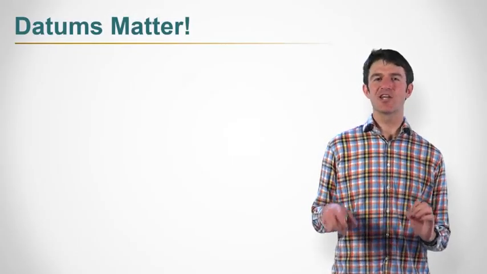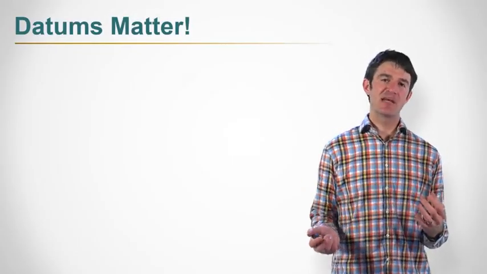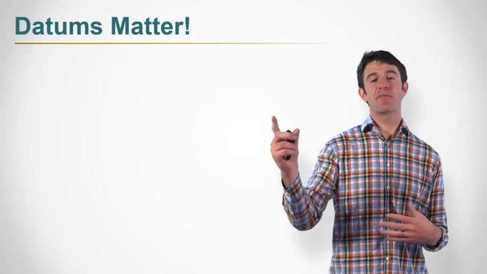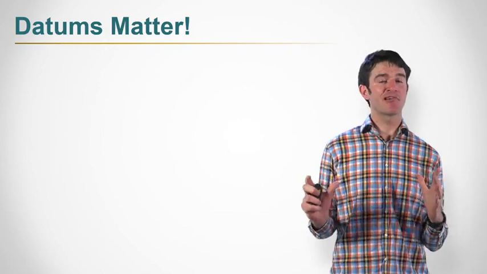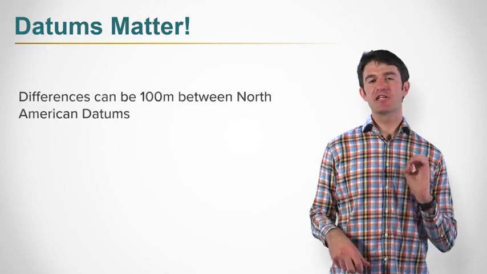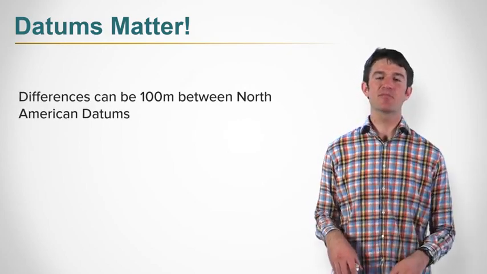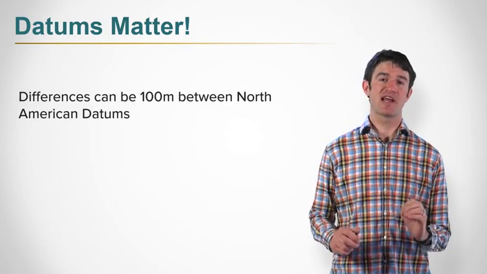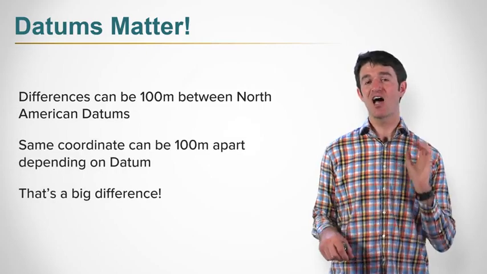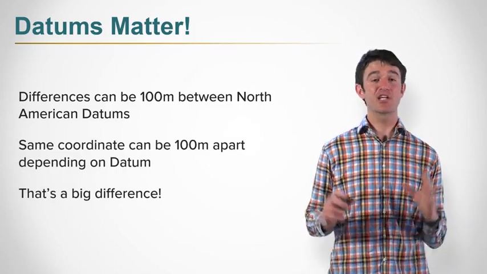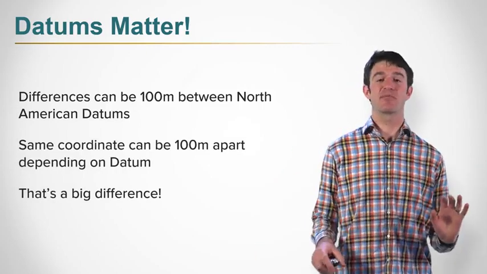So, why am I telling you all this? Why should you care about the datum if you're going to use the coordinate systems built on top of it? The answer is that the difference in datums matters, not just in theory, but in practice. The difference between two versions of the North American datum can be as much as 100 meters within the contiguous United States. That is, the same coordinate in both datums can be as far as 100 meters apart on the ground. That's huge and can make a big difference in all sorts of applications.